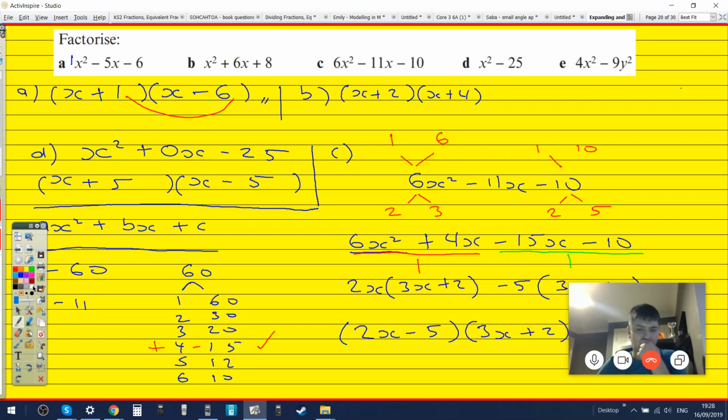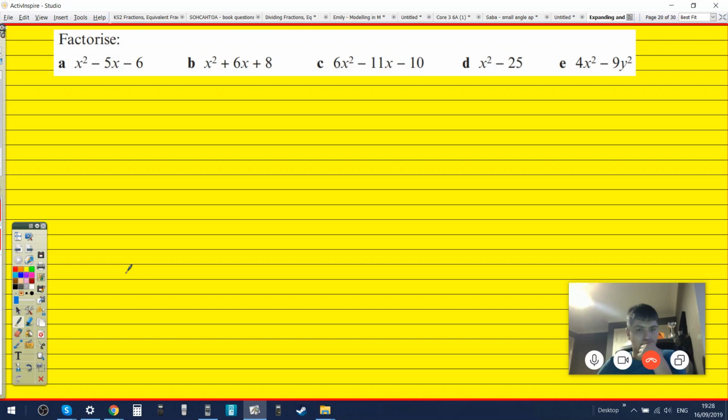Okay, factorising, similar, and it's not too difficult. How would you do question C? So 6 times minus 10. You need to find something that adds to give minus 11 and times to give minus 16. Will that be 15 and 4? So will that be x minus 15 and x plus 4? Oh no, sorry. So it'll be minus 15x and plus 4x. Then you have to factorise it.